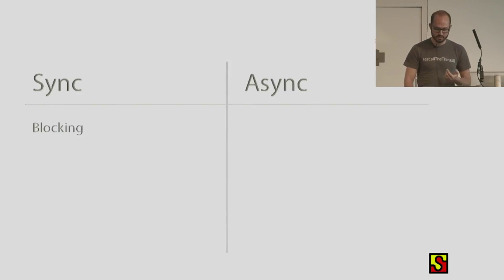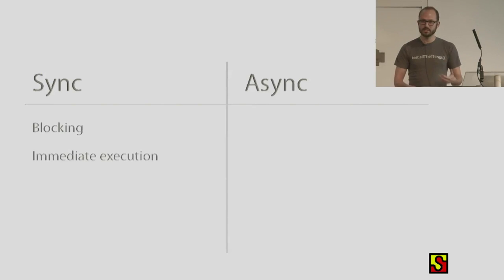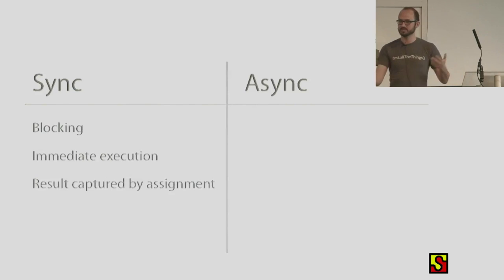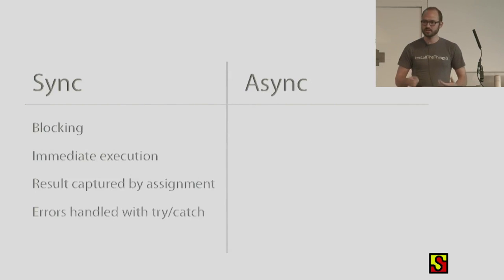Sync code is blocking. There's just a single thread that everything happens on. It executes and returns its result immediately. You get the result from a function, you can assign it to a variable and do something with it right away. And you can handle your errors using try-catch, which is the built-in error handling method in JavaScript.